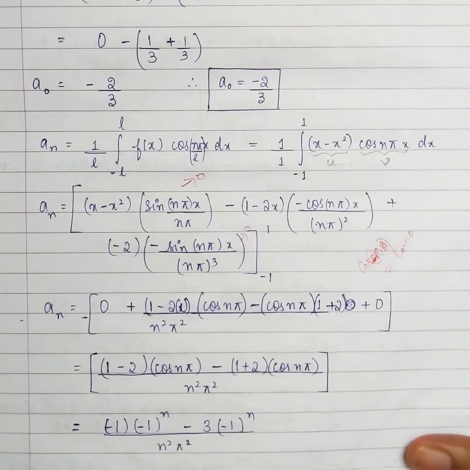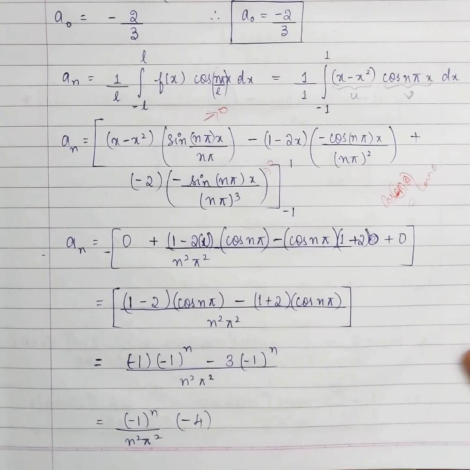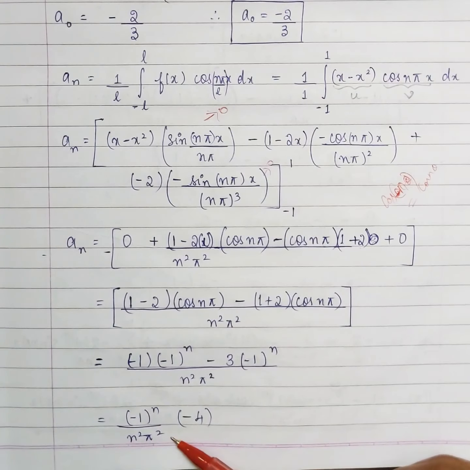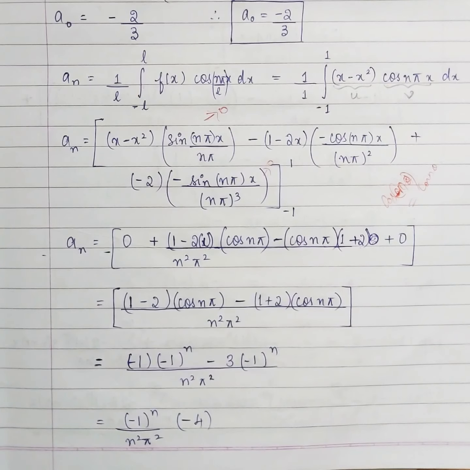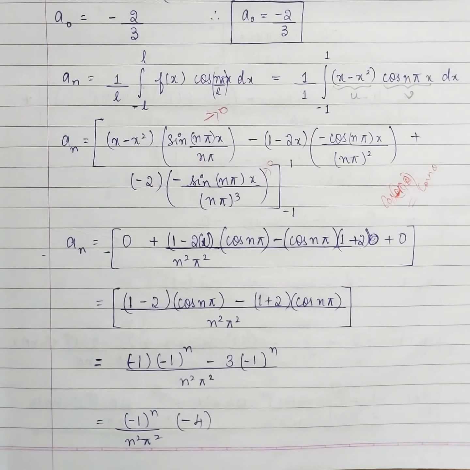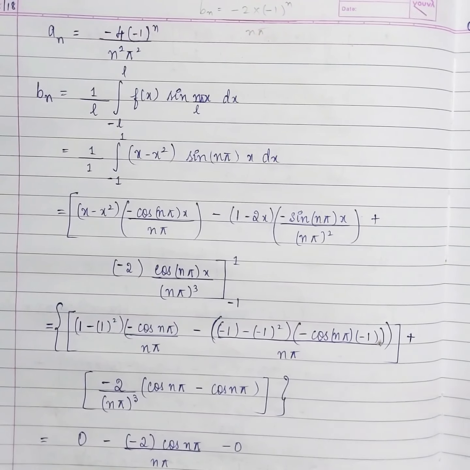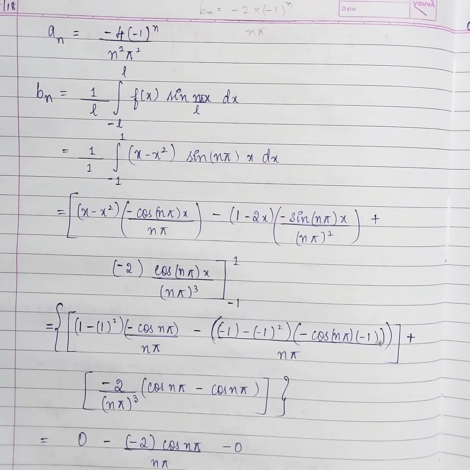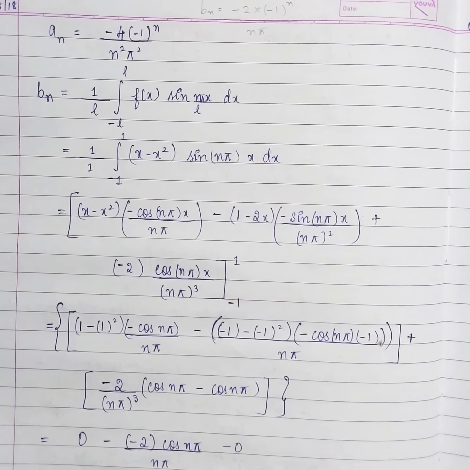And after simplification, we get this: minus 1 power n by n square pi square into minus 4. This is the value for An. We are yet to find Bn. See, if the function is neither even nor odd, you have to find all the values a naught, an, and bn. So that is why always checking even or odd in the beginning saves your time. But still, in the examination, as I told you, don't get confused. If you cannot decide whether the function is even or odd, you can start solving directly.